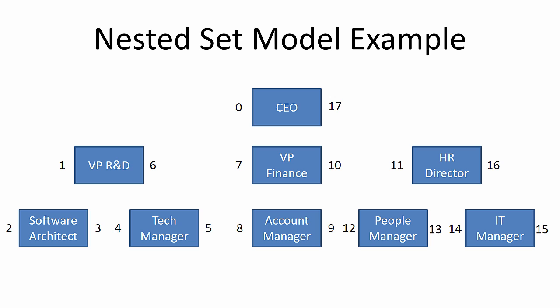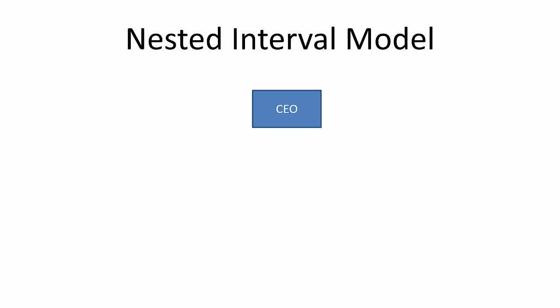As we add and delete nodes, we have to make sure that we keep the left and right values of nodes that are affected updated. So this nested set is the first model that I was looking at, and the other one is the nested interval model. With the nested interval model, how we represent the data in the database is that the CEO has a left and right value as well, but it translates more to values on a number line.